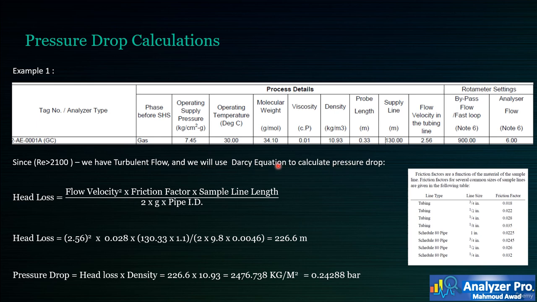Now we will use the Darcy equation. Note here we have used the friction factor from the previously discussed table for a 1/4 inch tube, which is equal to 0.028, and we have added a 10% safety factor to the line length. After compensation in the equation, the head loss is 226.6 meters. To convert it to kilogram per meter square, we multiply the head loss by the density. So the total pressure drop in the line is equal to 0.243 bars, which in this case is very small and will not cause any problem, but let us check another example where the sample is liquid.